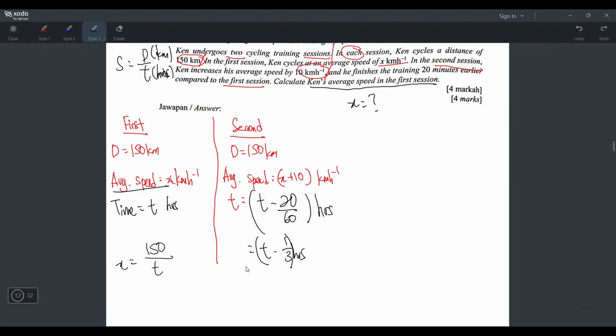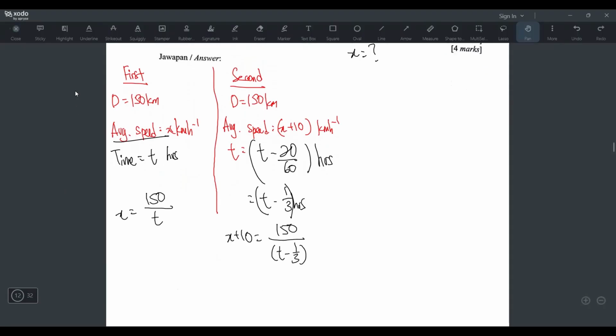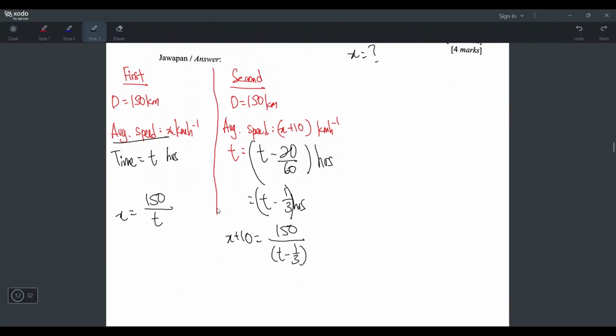Let's do the same thing for here. Speed is X plus 10 equals distance over time. Distance is 150 over time, which has to be in hours, T minus 1 over 3. So I'll just write it here like that. Don't forget the question is asking to find X. So how do you find X from here? Definitely we have to do simultaneous equations, and you can use the substitution method.